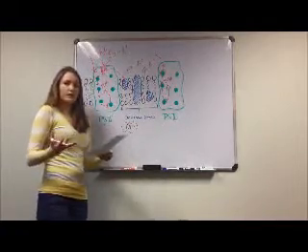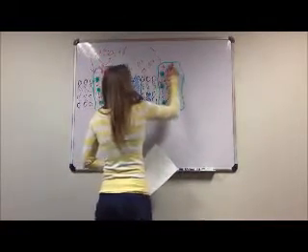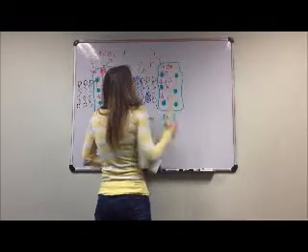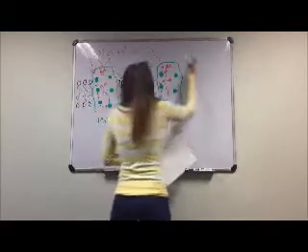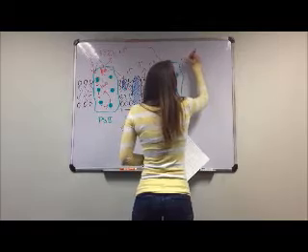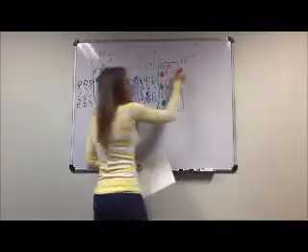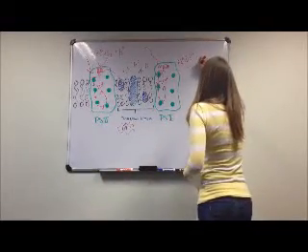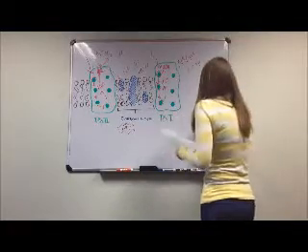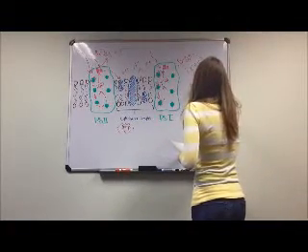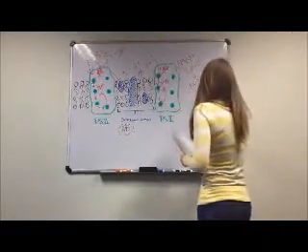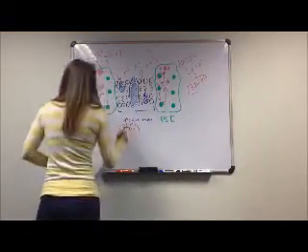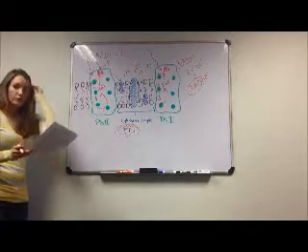P700 does the same thing that the P680 did. It's going to give up its excited electron to an electron acceptor and accept a stable electron. NADP+ is going to take up these electrons, 2 of them actually, as well as a hydrogen ion, to become NADPH, which is also a product that you need for the Calvin cycle. So you have NADPH as well as ATP produced in the light reactions that are both going to be used for the Calvin cycle.